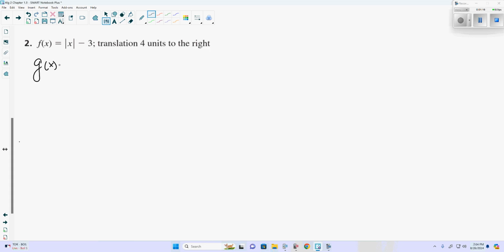Now they didn't give us a name for the function, but we can call it g of x equals. So our horizontal translation, write this one, is f of x minus h as the general form for our horizontal, our left and right.